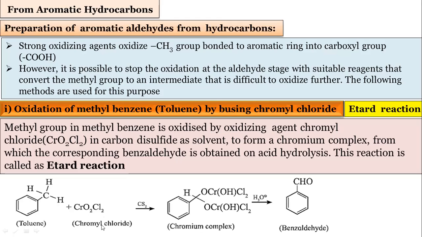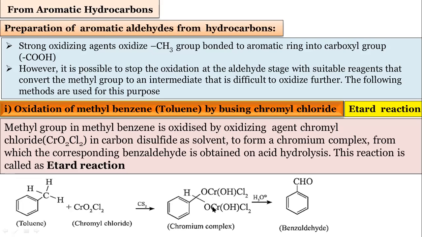chromyl chloride. This is an oxidizing agent. CrO2Cl2. Remember the name. First time in 12th standard we are using this chromyl chloride. CrO2Cl2, this is chromyl chloride in presence of carbon disulfide. The role of carbon disulfide is it is only used as a solvent here to form the chromium complex. Chromium complex is formed. So this is a chromium complex here. Of these two hydrogens, one hydrogen remains as it is, and the other two hydrogens are included in the complex OCrOHCl2.